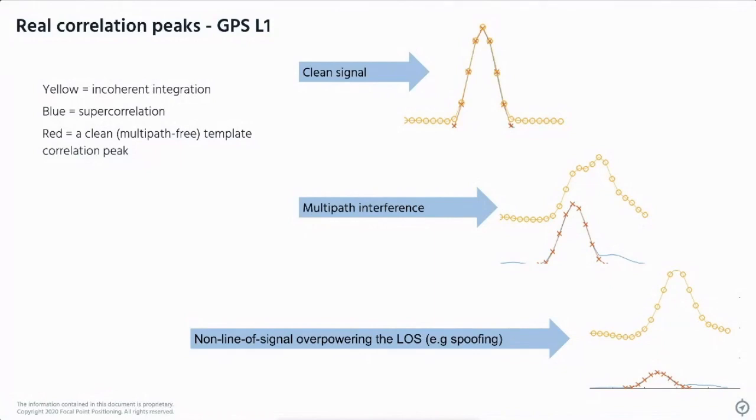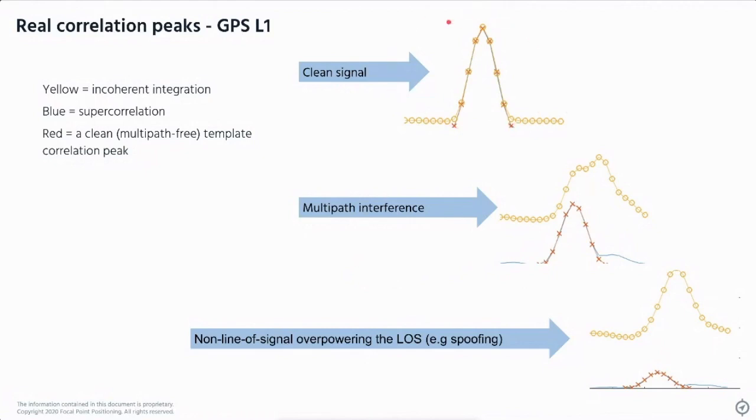The yellow dots on here are the correlation peaks from traditional standard GPS processing. In fact, they're the ones that we've been given by partners from their own GPS chips. The blue line is the supercorrelation version of the same data. The red marks that you can see, that red shape represents a perfectly clean template of a correlation peak. So whenever these red X's fit correctly on top of the blue, that's the confirmation that we completely removed any multipath and the signal is perfectly clean.